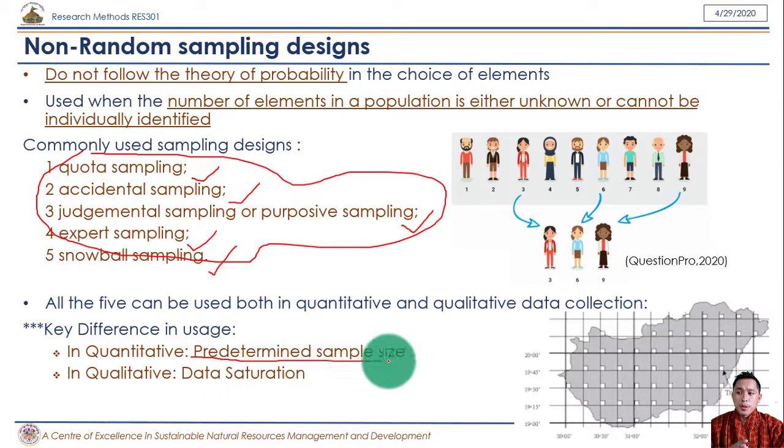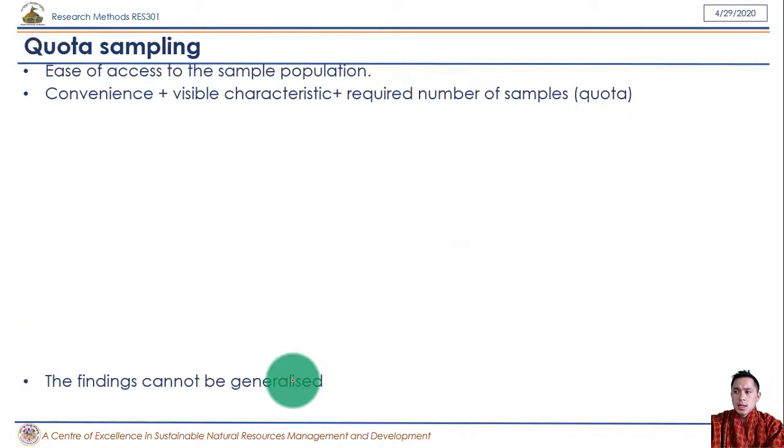In quantitative research, you use the sampling techniques to take your predetermined sample size, but in qualitative research, you use the sampling technique until you reach the data saturation point. The first one from non-probabilistic or non-random sampling is called quota sampling. Meaning you keep the quota, or the sample size that you want to take in the case of quantitative, or you take into consideration the data saturation point in the case of qualitative.